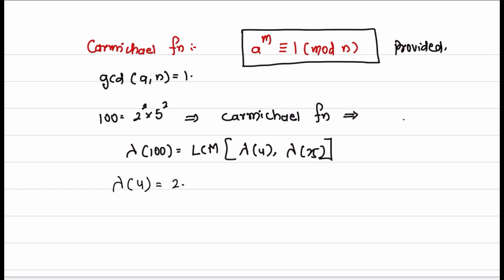Here, you see, a to the power of m. Here, a square is equal to 1 modulo 4.